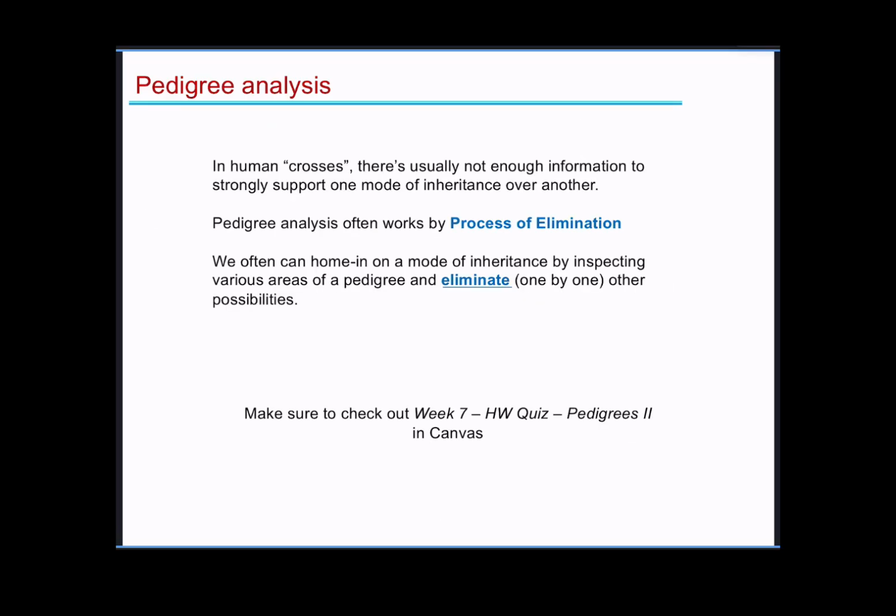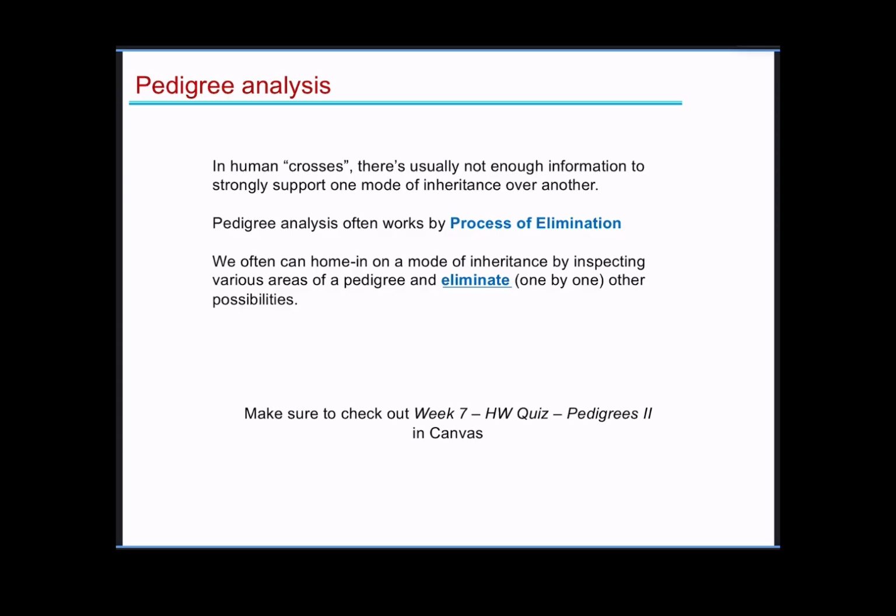What is the point that I'm trying to make here? The point is that in human quote-unquote crosses, let's say procreation, there's usually not enough information to strongly support one mode of inheritance over another. So it could always be consistent with something else.